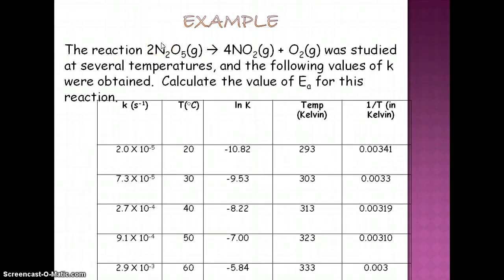All right, so when we're looking at these values, over here in this first column, we're given just regular K, and then in the second column, we were given the temperature in Celsius. So these were the only two things we were initially given.